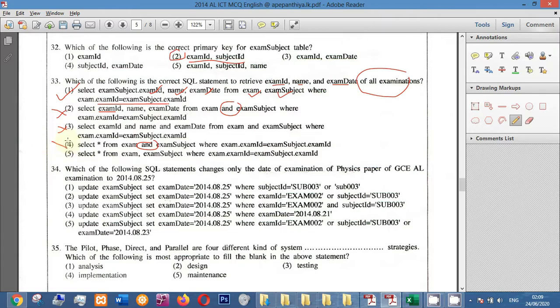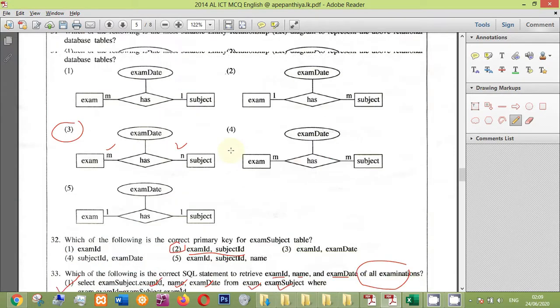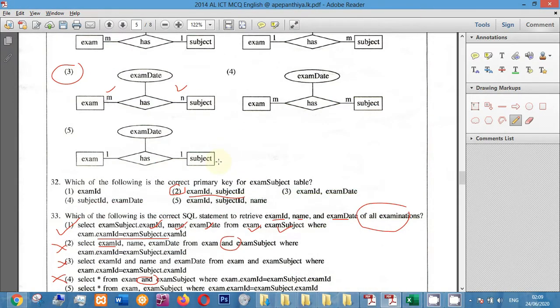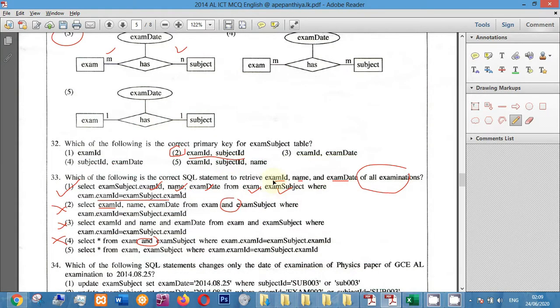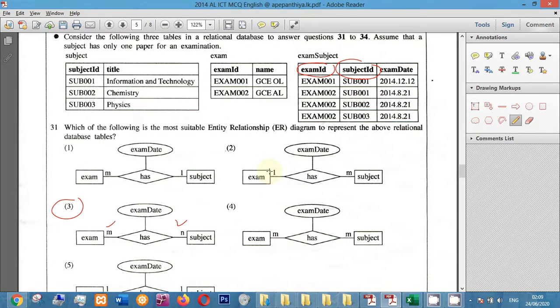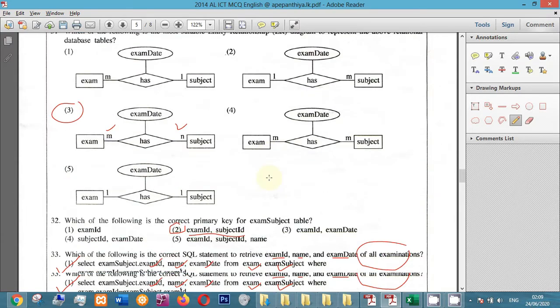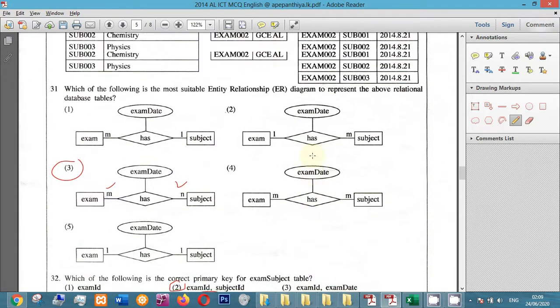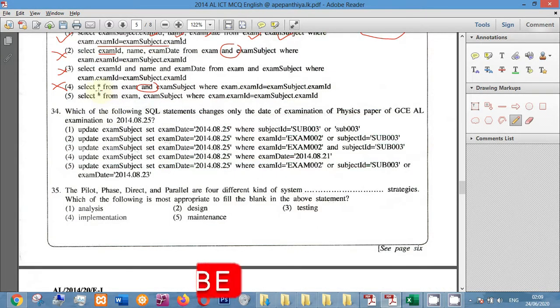Select all from exam subject where exam ID equals exam. Well, this statement is correct, but we don't want everything. Exam ID is there, but we don't need the subject ID. You can see the subject ID is not there, right? So we don't want everything. Although this statement is correct, that's not the answer we want. Answer is 1.